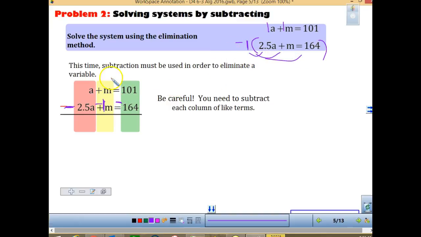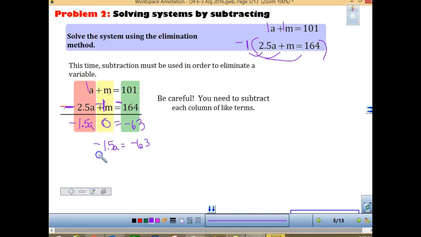Well, look what happens now with my m's when I add those. 1m plus negative 1m, 0. 1a minus 2.5a leaves us with a negative 1.5a, equals 101 minus 164, which leaves us with a negative 63. I now have negative 1.5a equals negative 63.